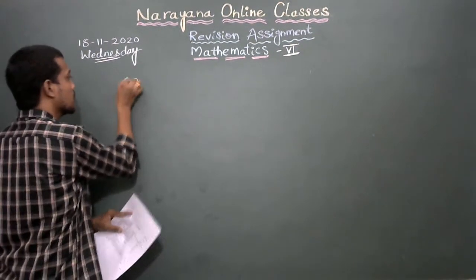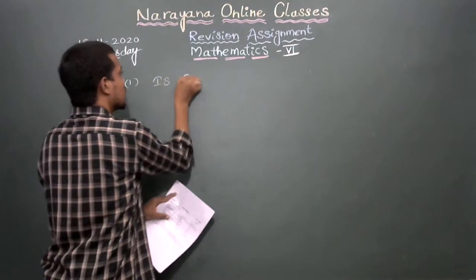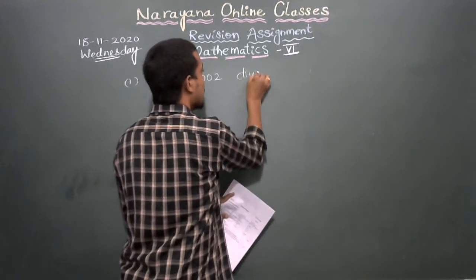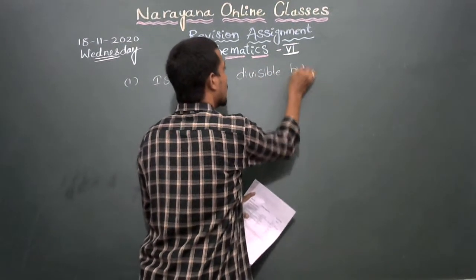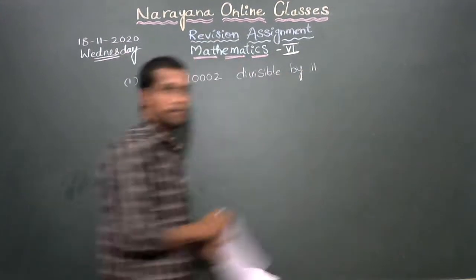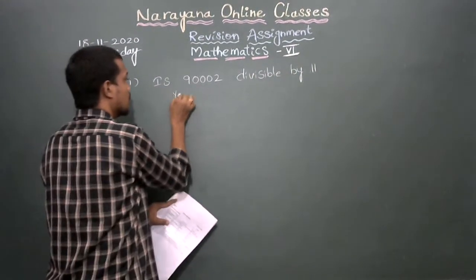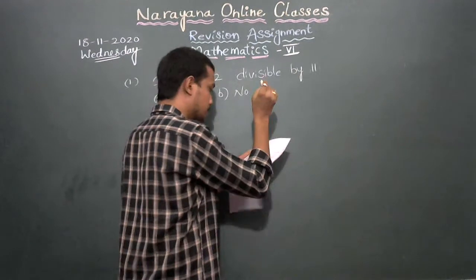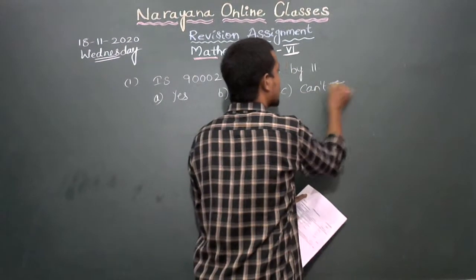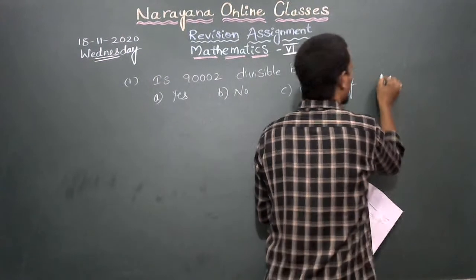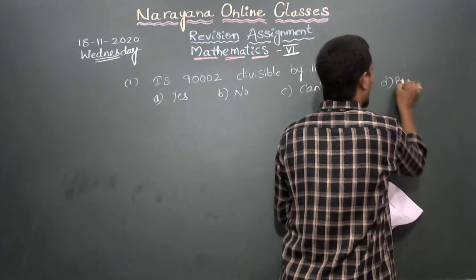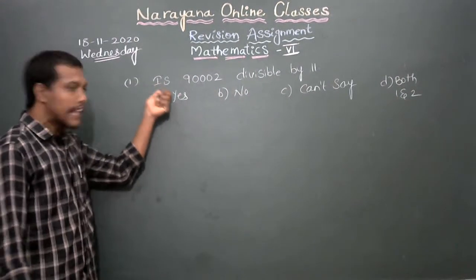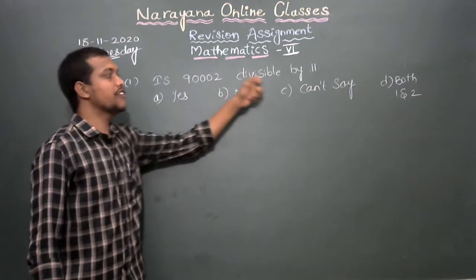First question: is 9002 divisible by 11? Options: first option, yes; second option, no; third option, can't say; fourth option, both 1 and 2. So is 9002 divisible by 11?